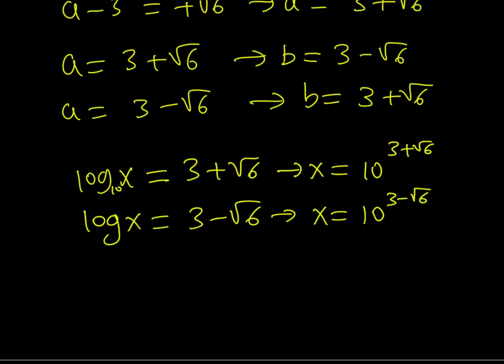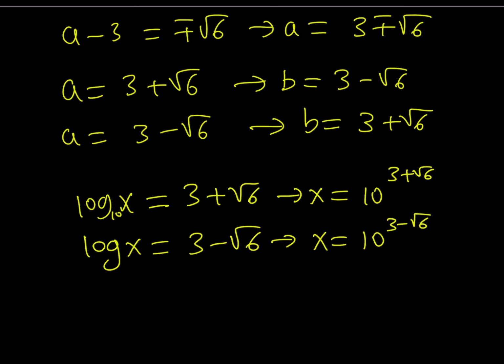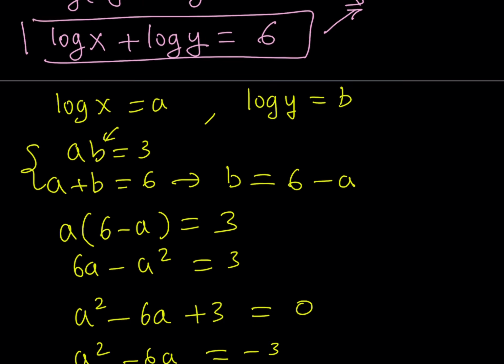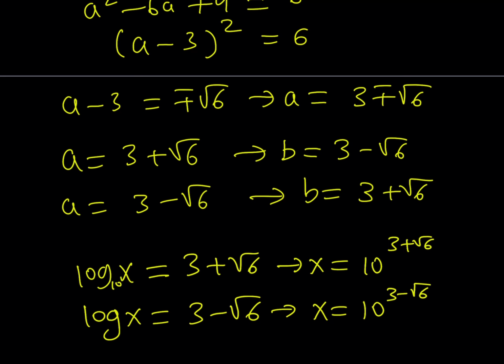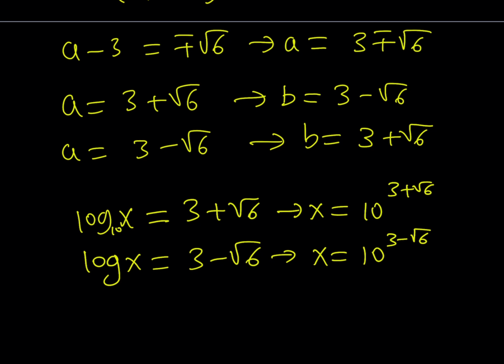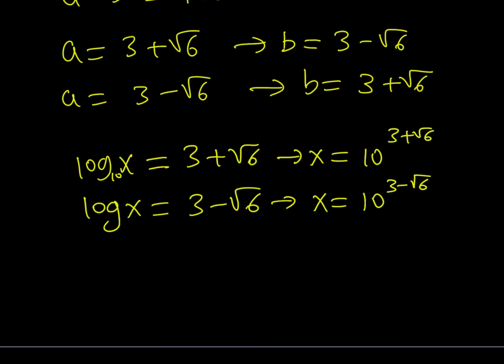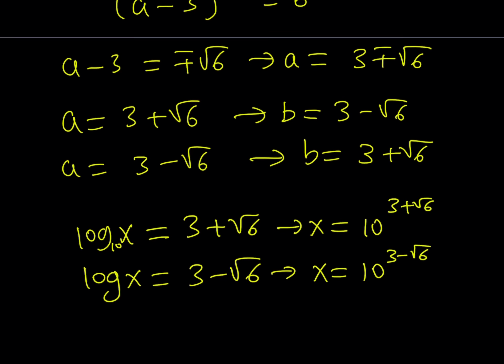Okay, great. Well, we know that x and y both have to be positive, and since these are powers of 10, obviously they are going to be positive, right? Okay, great. And we know that 3 minus root 6 is also positive, but that doesn't really matter much. So now, anyways, these are the solutions for x. And then let's take a look at the y values.